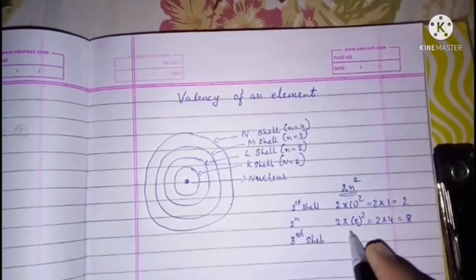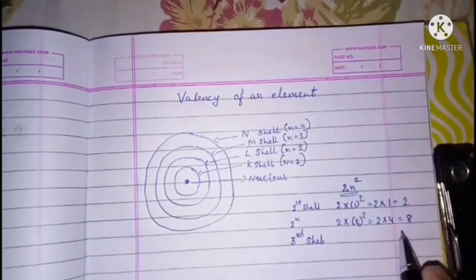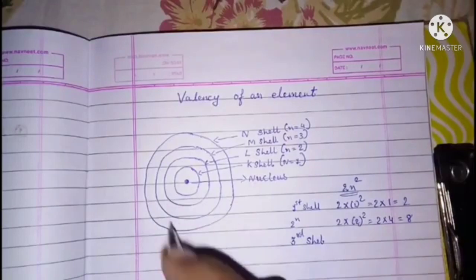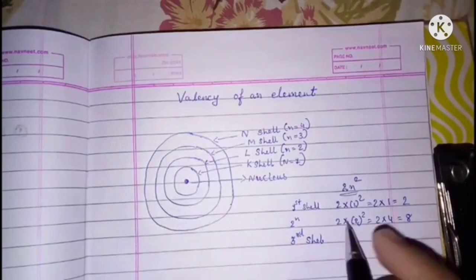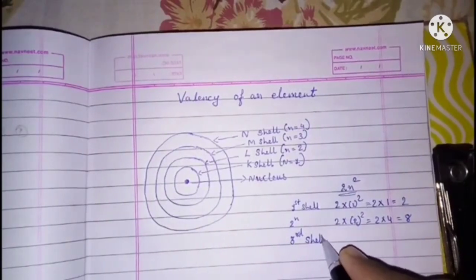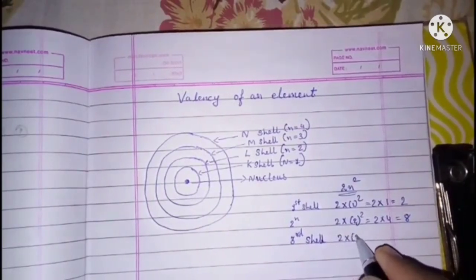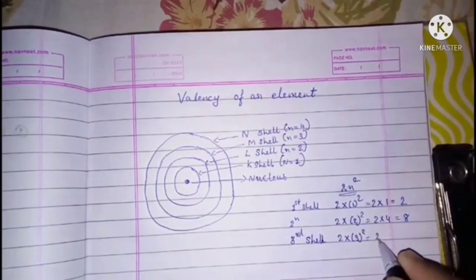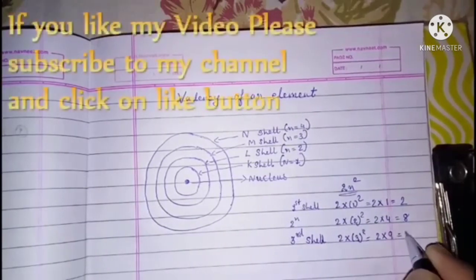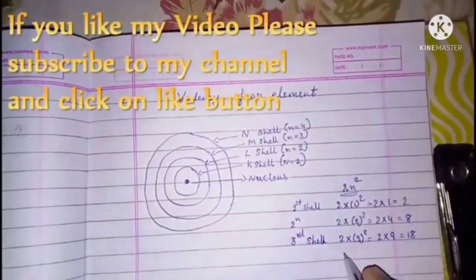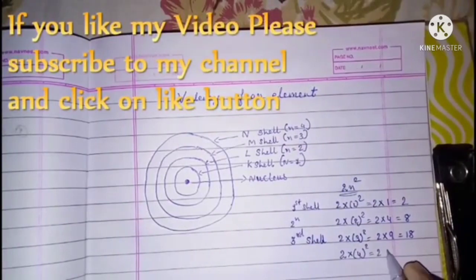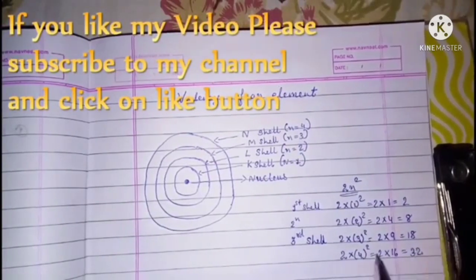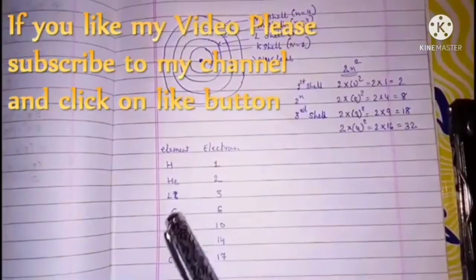What about the third shell? 2 into 3 square, that means 9, and 9 2s are 18 electrons. So see here, in the third shell you will have 18 electrons. What about the fourth shell? 2 into 4 square, that is 2 into 16, 32 electrons are there.